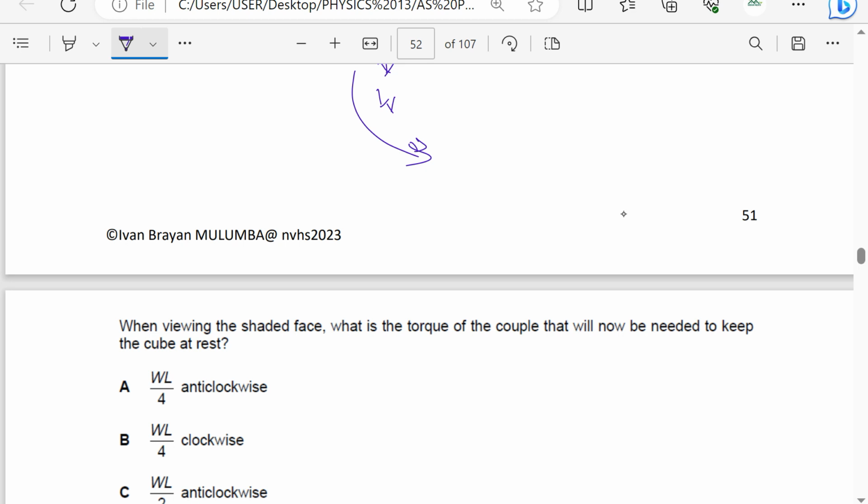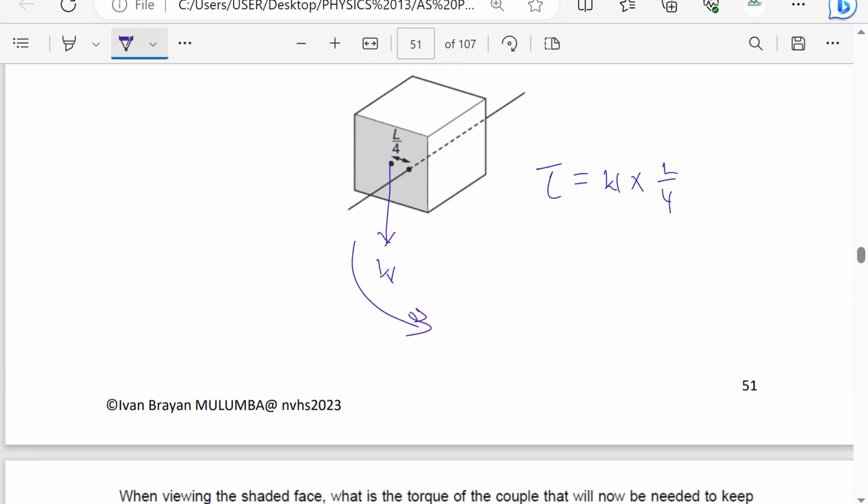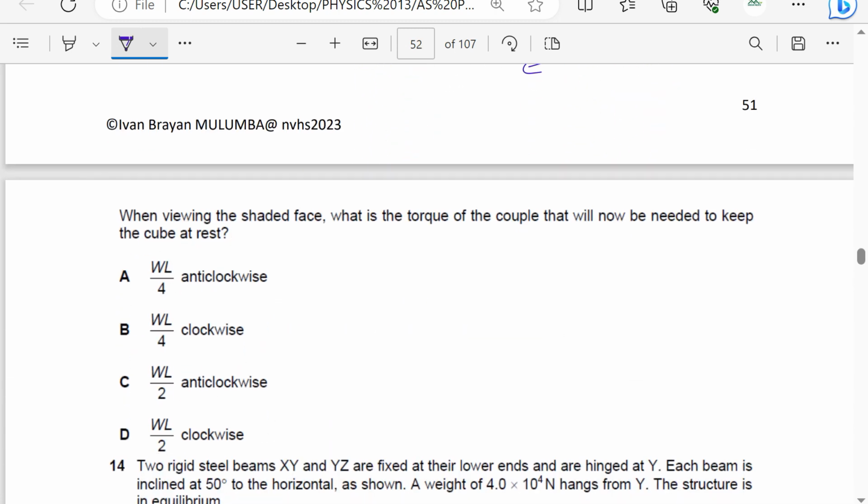So let's see the question. When viewing the shaded face, what is the torque of the couple that will now be needed to keep the cube at rest? Since the weight causes an anti-clockwise moment, to balance this one we need another clockwise moment to counter the anti-clockwise moment. And they should be equal, so it should be W times L over 4, but it should be clockwise because the resultant moment is anti-clockwise. So to balance it, we need a clockwise moment to counter it so that it remains at rest. So the answer is going to be B. It will not be A. A is what we obtain, anti-clockwise. So to balance the anti-clockwise, we need a clockwise moment.